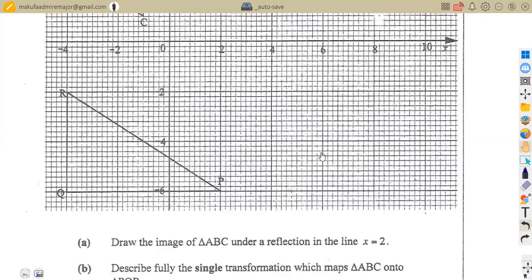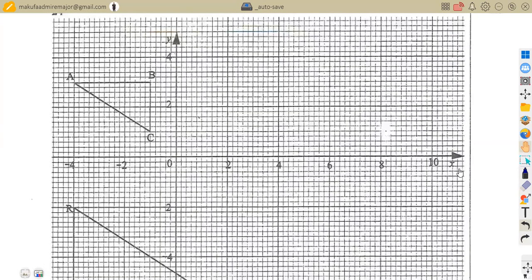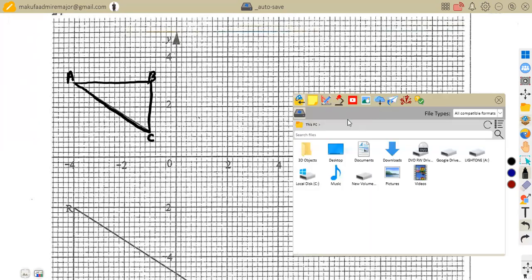All right, we want to draw a reflection of triangle ABC. Take note, this is our triangle ABC, the one that we are having here. So the question is for us to draw a reflection of this triangle ABC under a reflection in the line x is equal to 2. How are we going to do that? We simply need the line x is equal to 2. Here we are going to use the reflection concept, the mirror line concept.